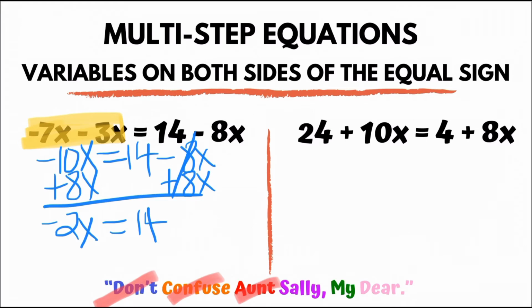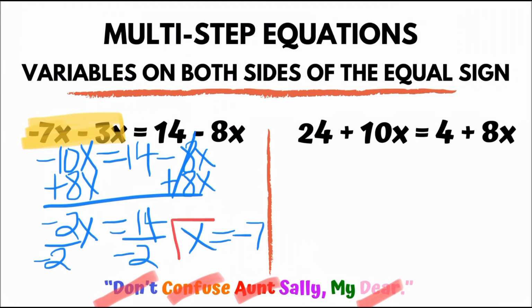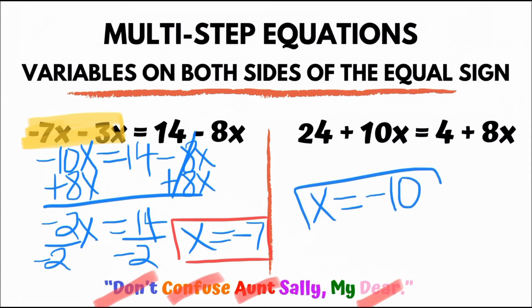And then my last step is to divide. So I'm going to divide both sides by -2. Whenever I do that, I get x equals -7. And that is it. I'm going to give you a minute to pause the video. If you want to work out the second one on your own, you can copy it down. Otherwise, whenever you work it out, you should get x equals -10 as the answer.